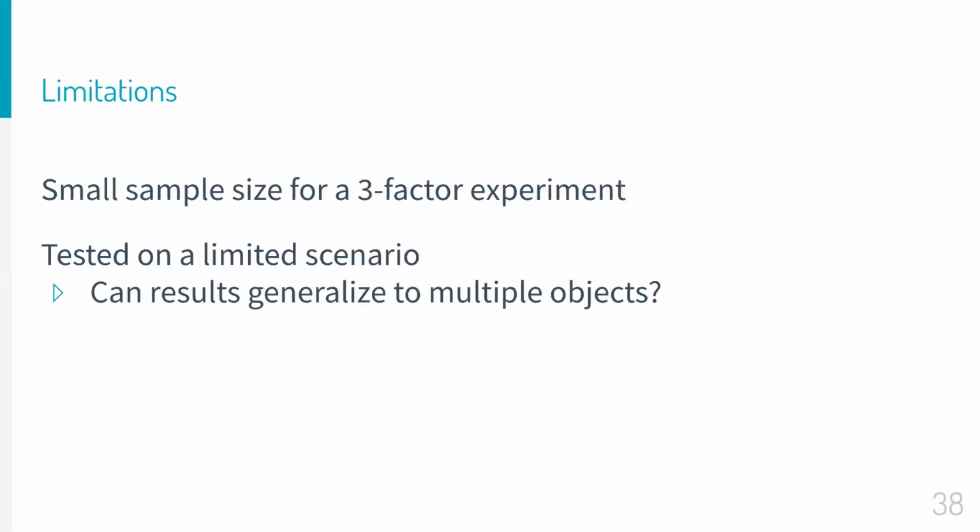Our study, of course, had some limitations. The sample size of 12 is relatively small for a 3-factor experiment, and we tested on a limited scenario where the participants only interacted with a single object. So for future work, it would be important to understand how our results can generalize to resolving ambiguity when multiple objects are present.